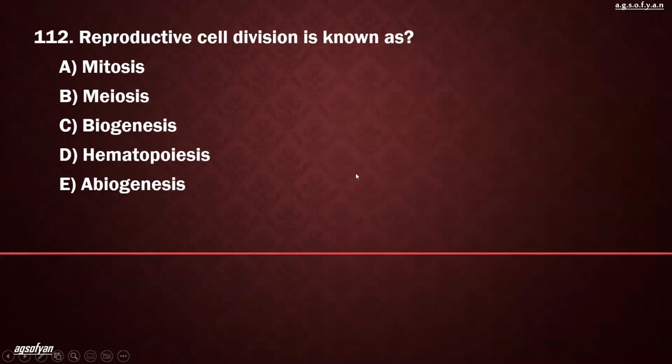Reproductive cell division is also known as, this is not mitosis because this is making sperm and eggs. What do you call that? Reproductive cell. Meiosis. That's going to be meiosis. Okay.